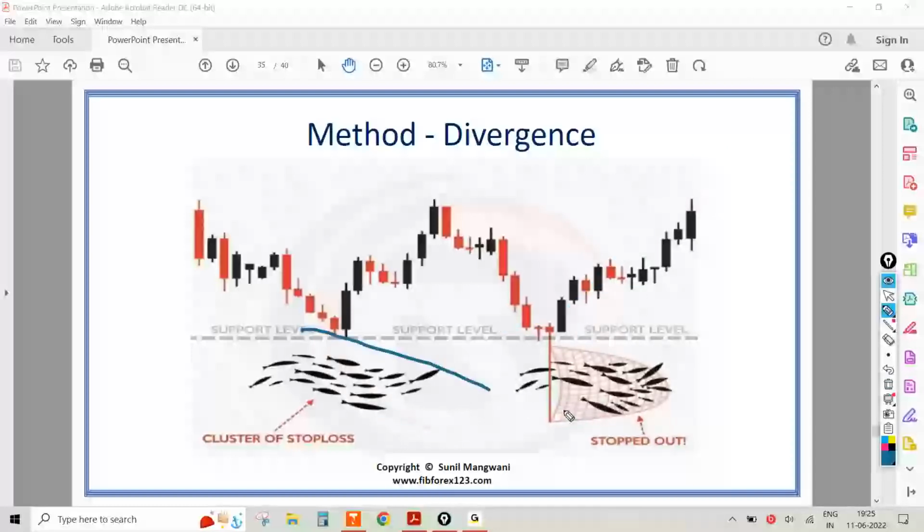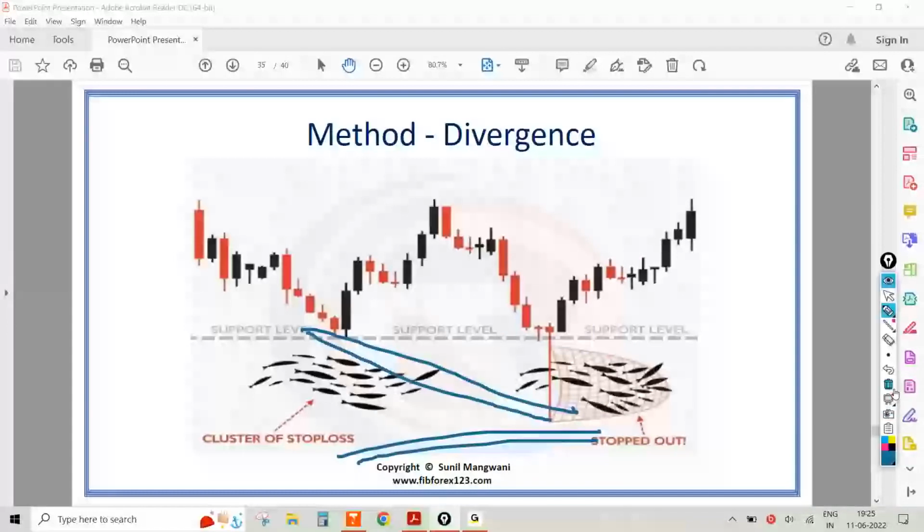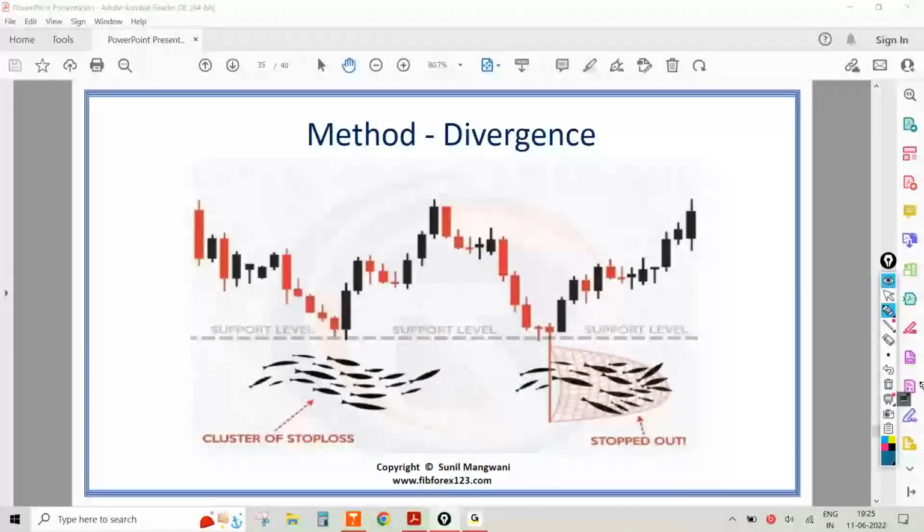And this creates the divergence, which is one of the reasons why the divergence is so effective. And this is something that we follow. So the divergence is a method.